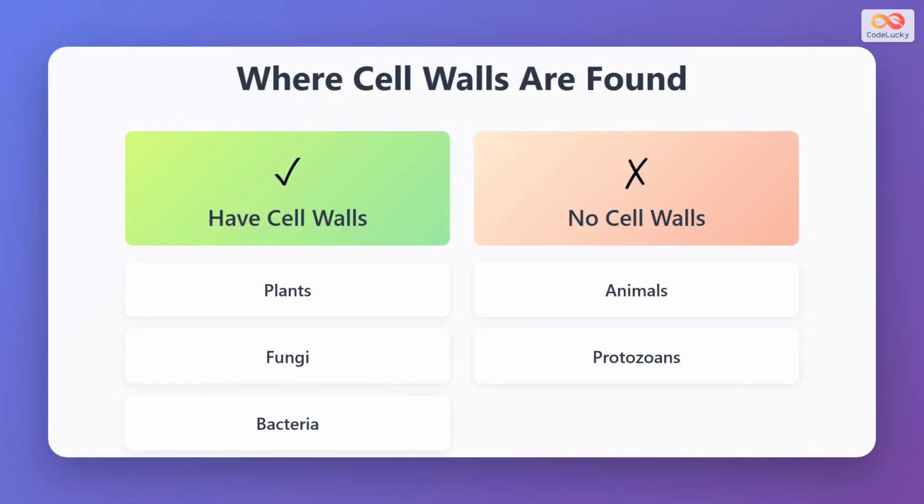Cell walls are not found in all living organisms. They are present in plants, fungi, and bacteria, where they provide essential structural support. However, animals and protozoans do not have cell walls. Instead, animal cells rely solely on their cell membrane and internal structures for support and shape.